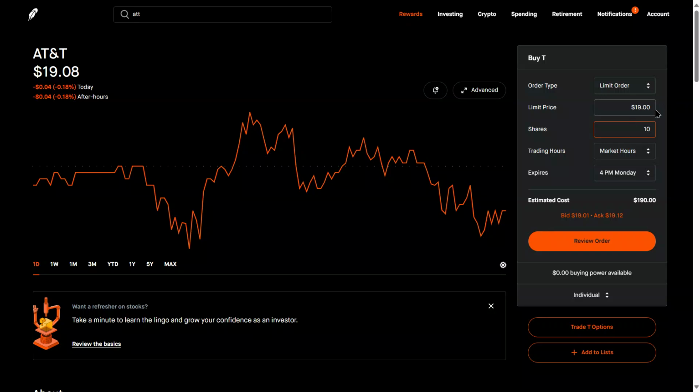So the risk you take with putting in limit orders like that, if it doesn't go back down to $19, then your order will not fill. You won't get in the stock. So let's say it goes from $19.08 up to $20, your order's not gonna fill, right? It's only gonna fill if it goes back down to the price that you set right there. So it would have to dip from $19.08 to $19, then your order will fill, right? So that's what that is.